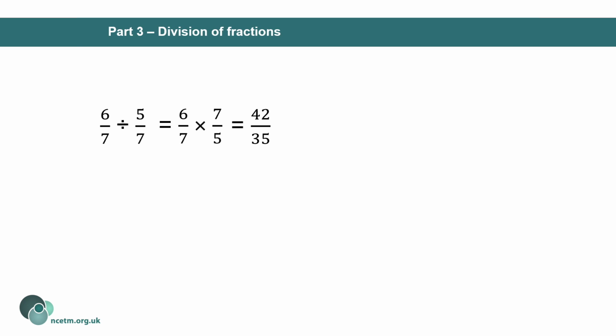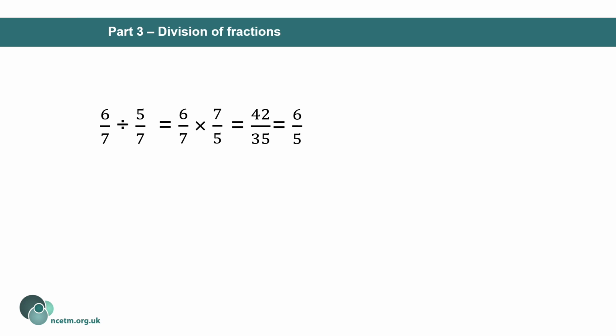Now when I simplify this fraction, I need to find a factor of both 42 and 35. And this factor in this case is the number 7. So 7 is a factor of 42 and it's also a factor of 35. So this will give me a final value of 6 over 5. And if we look carefully at the original calculation, the numerators of our two fractions are 6 and 5.